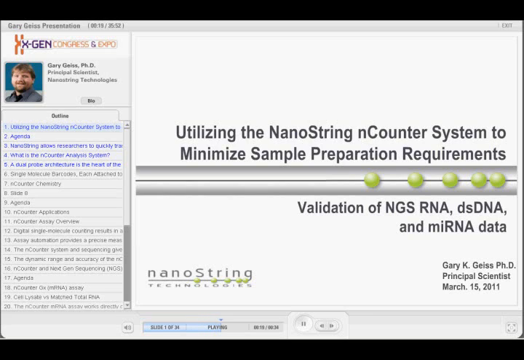For those of you that didn't see the talk at noon or earlier this morning that I gave, we have a digital detection system, a nucleic acid detection system, where we count individual molecules of nucleic acid.